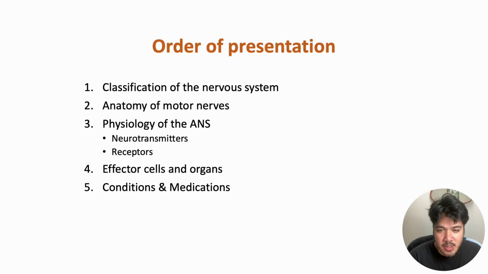Alright, so we'll start the presentation by first talking about classifications of the nervous system. We then focus on the anatomy of motor nerves, followed by physiology of the autonomic nervous system. In that part of the lecture, we'll talk about neurotransmitters as well as receptors. And then finally, we talk about something called the effector cells and organs. And again, like I said previously, the second half of the lecture will actually focus on conditions as well as medications.